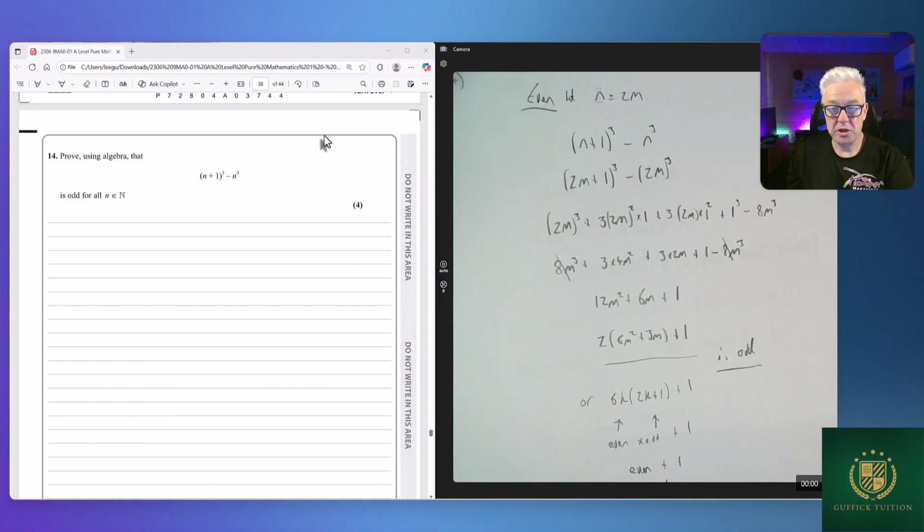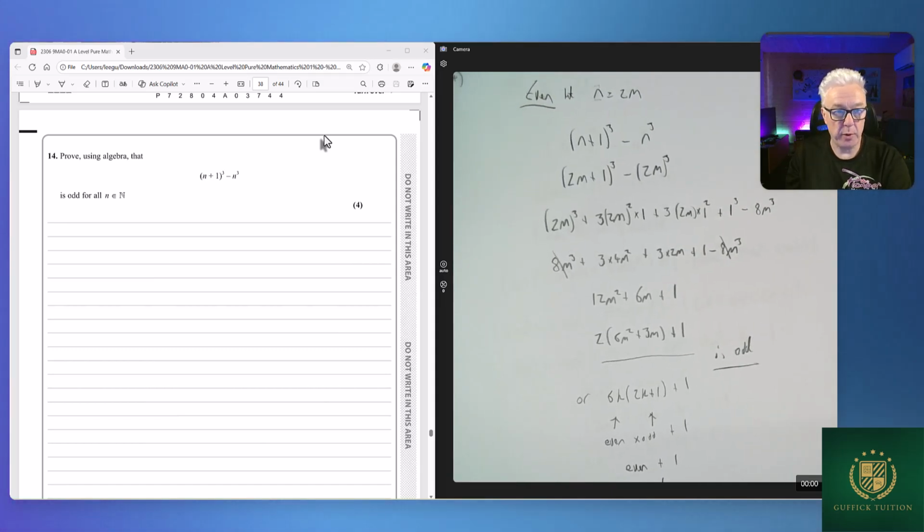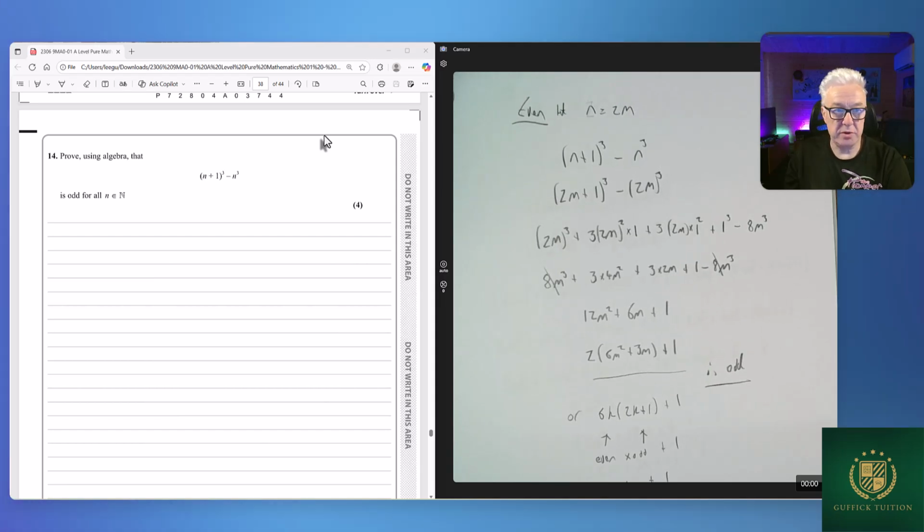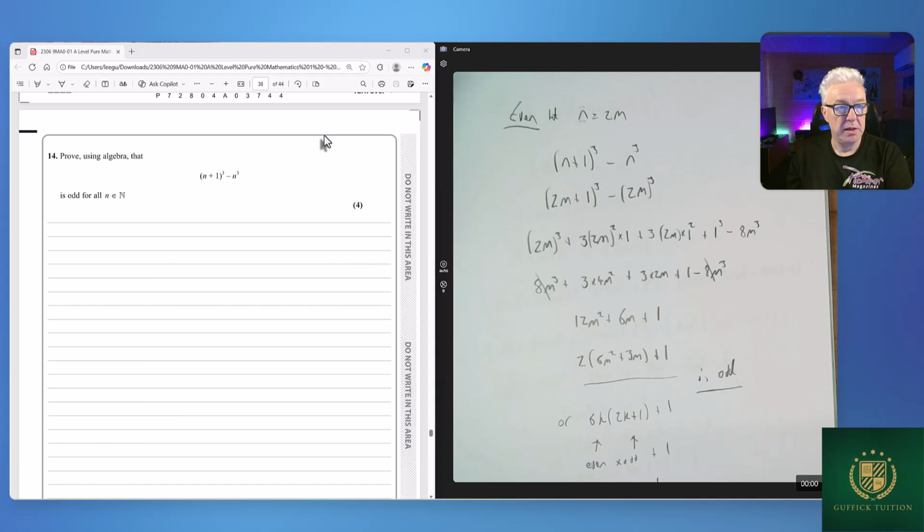Hello everyone, this is question 14 on paper 1 from 2023 from Edexcel, and we've got a proof question. And this is one of those really nice proof questions that's basically like a GCSE question. So it says, prove using algebra that (n + 1) all cubed minus n cubed is odd for all values of n. I tell you what, if I was sat in the exam and I saw that come up, I would be so happy.